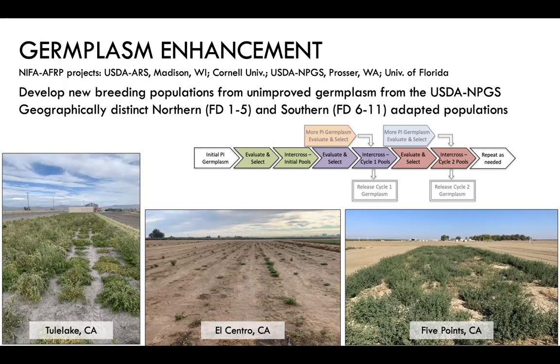And so here are several trials that I've had of NPGS germplasm, ranging from Tule Lake up on the Oregon border to El Centro down on the Mexican border, and 5 Points, which is down in Fresno County in the San Joaquin Valley. The 5 Points was under salinity stress. The El Centro one was under drought and heat stress, and Tule Lake was under cold stress. So looking at these different environments, trying to find which of this germplasm might be useful for future breeding, and putting together germplasm populations.